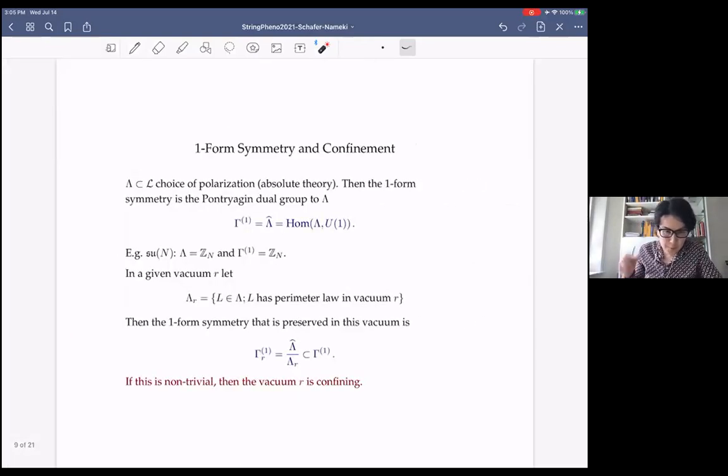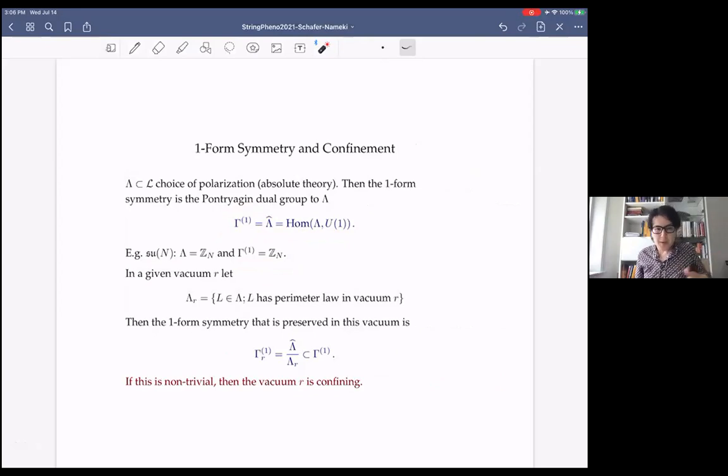So the one-form symmetry is then related to a given polarization just by being the Pontryagin dual group. So Γ^(1) is just Λ hat, which is Hom from Λ into U(1). And if Λ is just a discrete Z_N group, that's just Z_N again. So in this case, just for SU(N), of course, we just have a Z_N one-form symmetry.